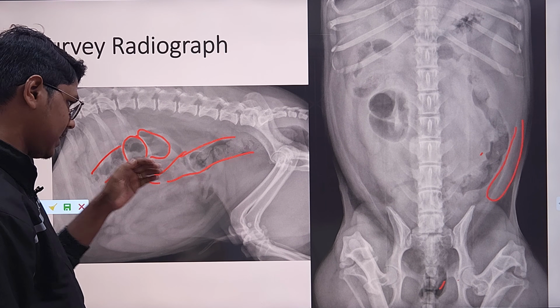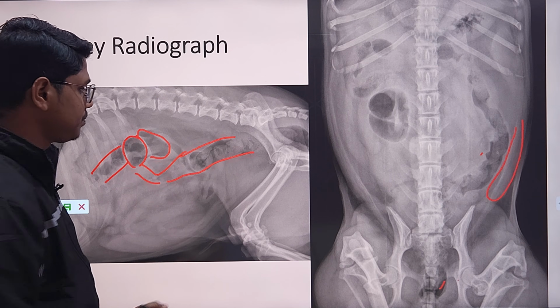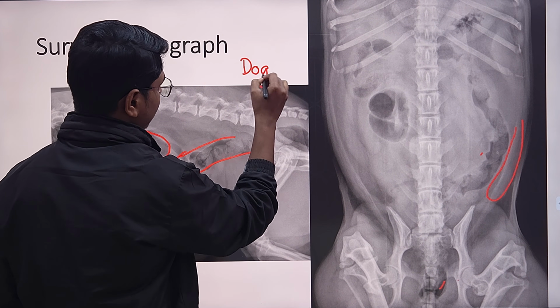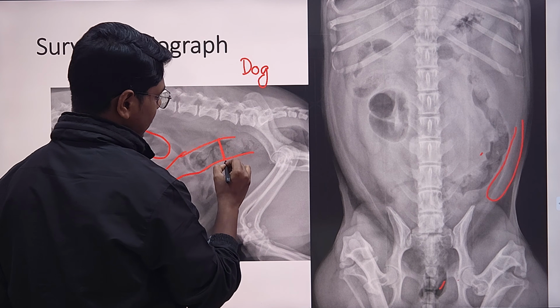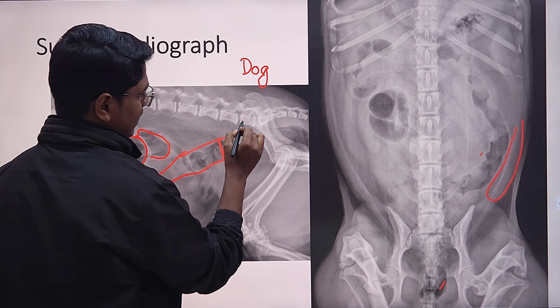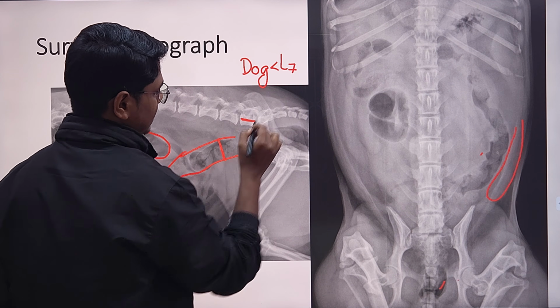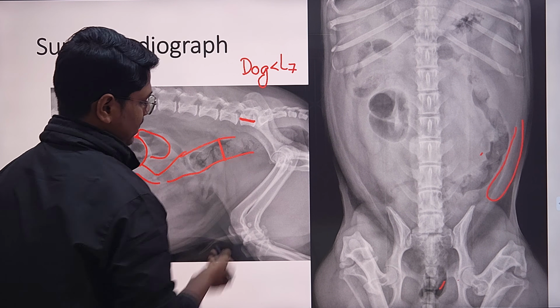Regarding the normal diameter of the colon, in the dog it should not exceed the length of L7. It should be less than the length of the body of L7.